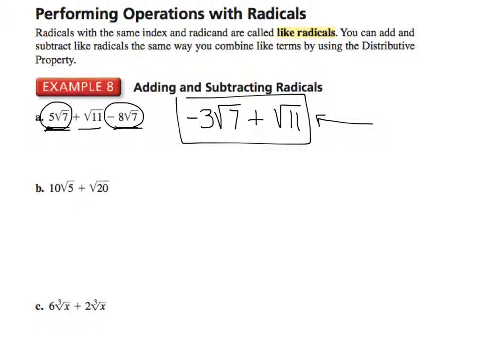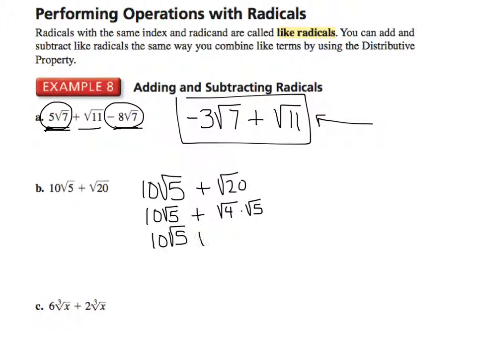That's your answer. The next one, always simplify first if you can. 10 root 5. The square root of 5 cannot be simplified. Plus root 20. But root 20 can. I can break the root 20 up into root 4 times root 5. That gives me 10 root 5 plus square root of 4 is 2 root 5. And 10 root 5 plus 2 root 5 is 12 root 5. And there's my answer.